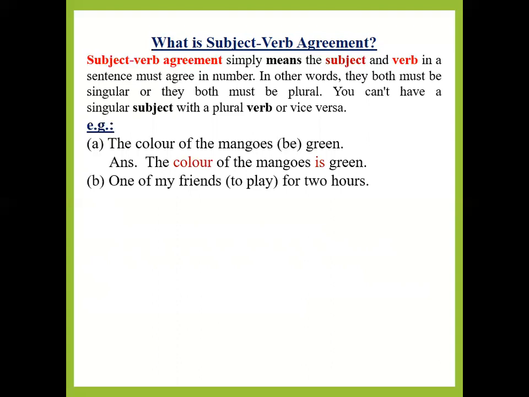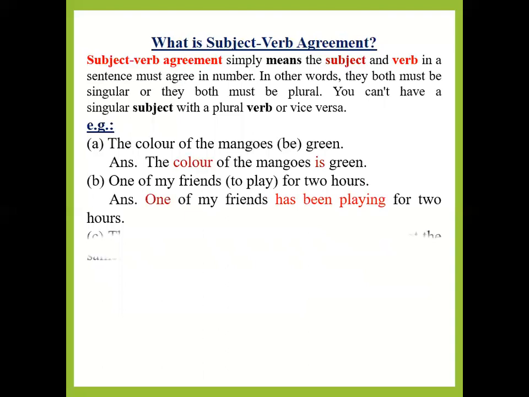One of my friends to play for 2 hours. The sentence will be in present perfect continuous tense, but look at the subject part and its head word. The subject part is one of my friends, but the head word is one. So the verb play will take its form following the head word one. That's why the answer will be has been playing.